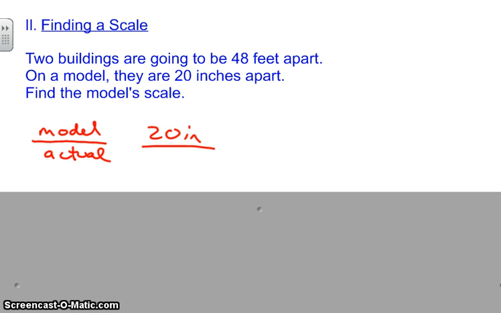20 inches over 48 feet. Okay, so this would be a scale. And we notice we have different units, which is okay for a scale. But could we simplify these numbers? If we can, we should. So who can give me the simplified ratio? Lauren. Good. So don't forget, you must have those words. So a scale may have different units.